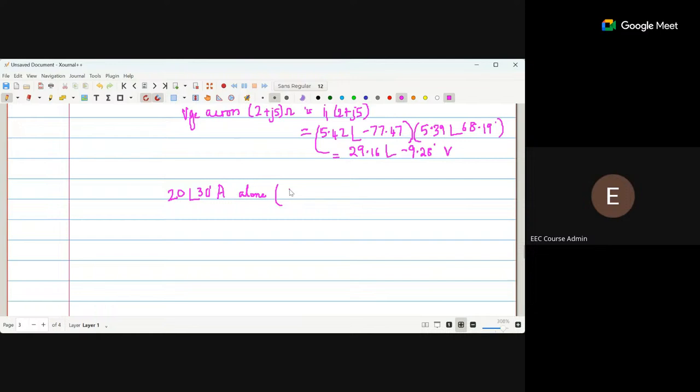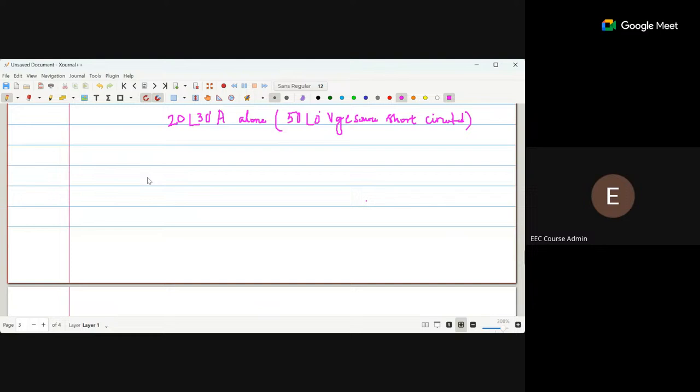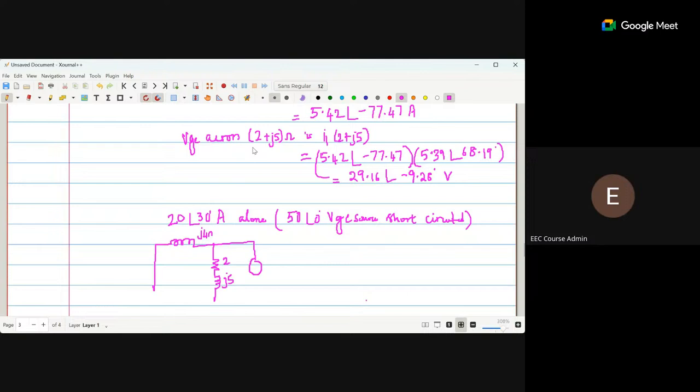So the 50 angle voltage source, to de-energize it, is short-circuited. So in effect, what we have is, I shorted this and I have J4 ohm. I have 2 plus J5. And I have here that current source. Okay, here you have a minus J3.